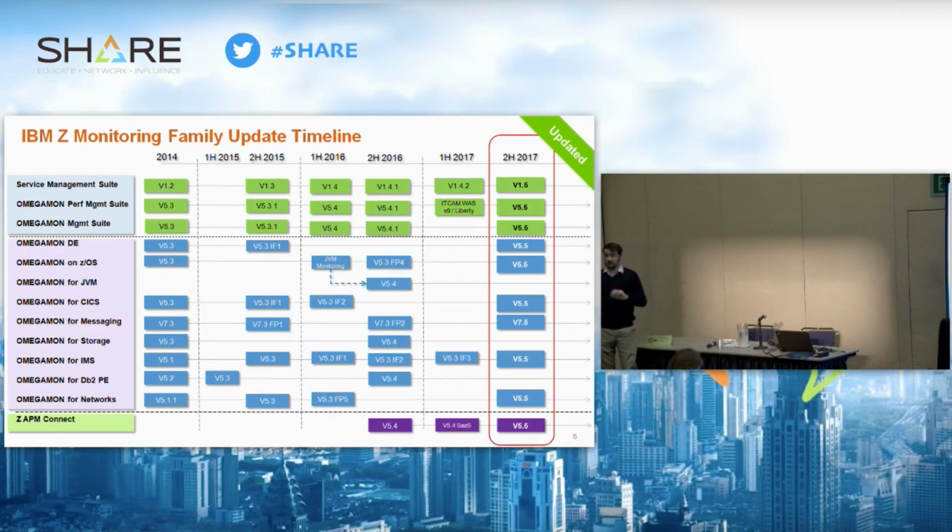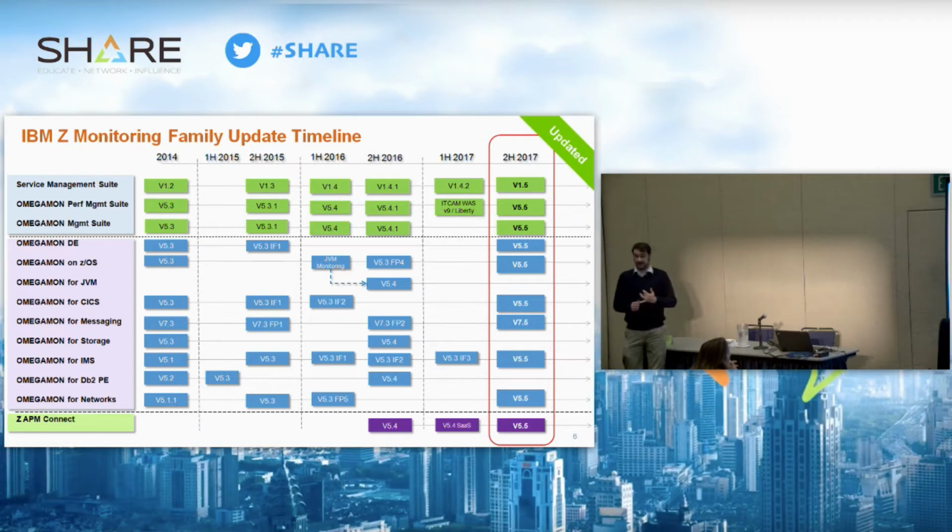Just a quick view of what's changed. If you were in my previous session, then you'll have seen this chart already, and I went through a lot of the updates of what we delivered in the second half of 2017. Most of the OMEGAMON products have been refreshed in the past 12 months, most of them in the last 6 months, in fact.